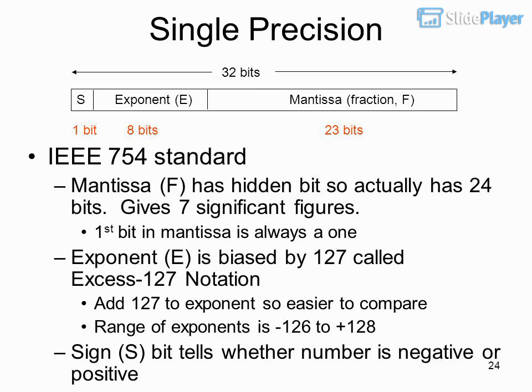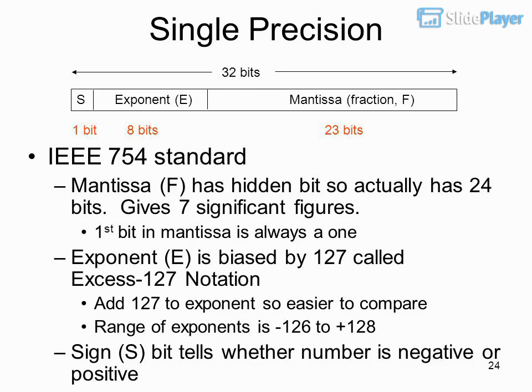The 32 bits are the sign S, the exponent E, and the mantissa or fraction F: 1 bit, 8 bits, and 23 bits. In the IEEE 754 standard, the mantissa F has a hidden bit, so it actually has 24 bits. This gives 7 significant figures. The first bit in the mantissa is always a 1.